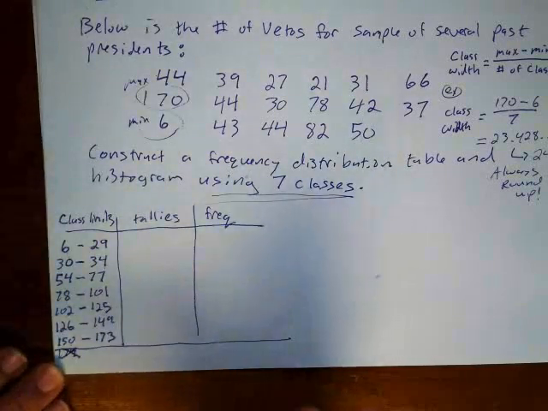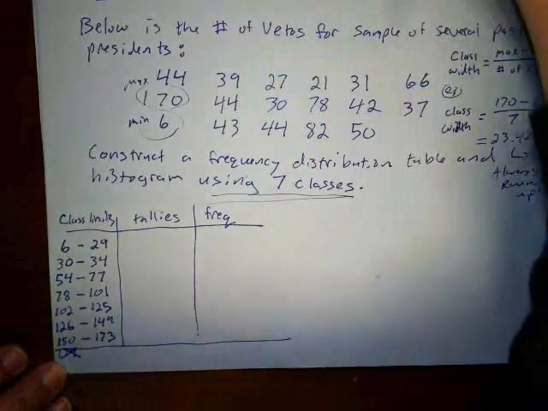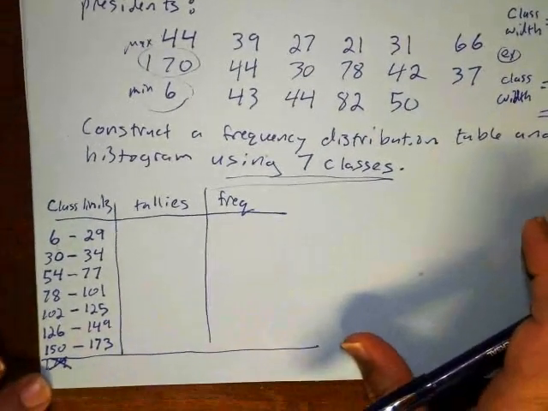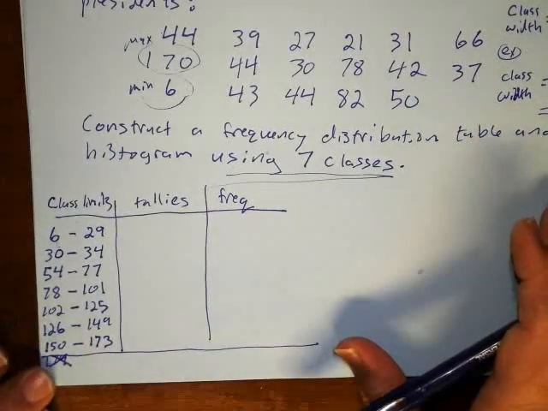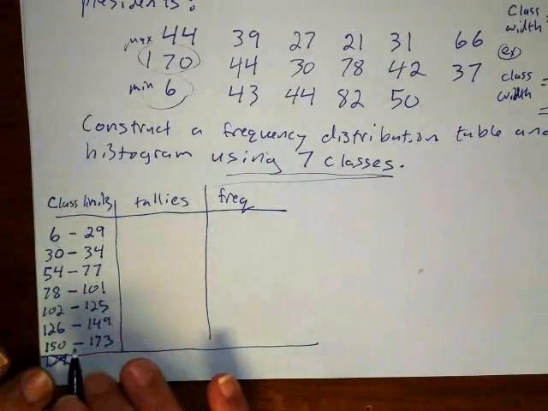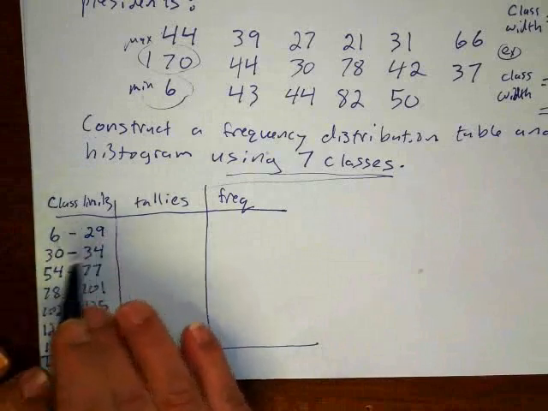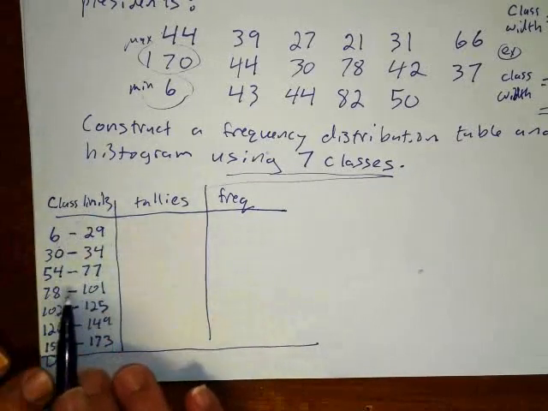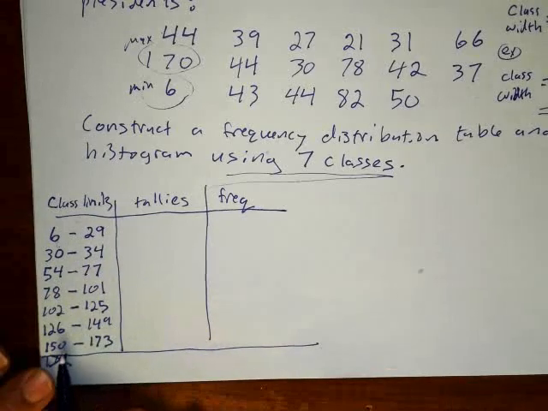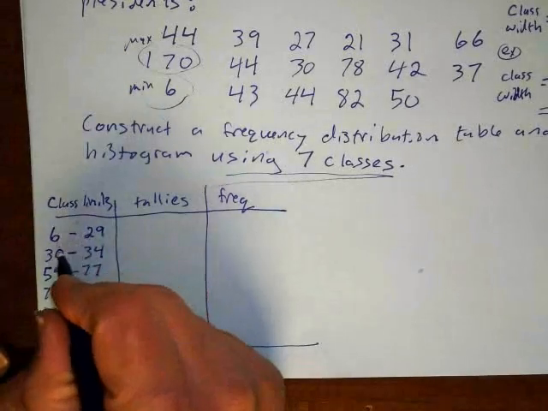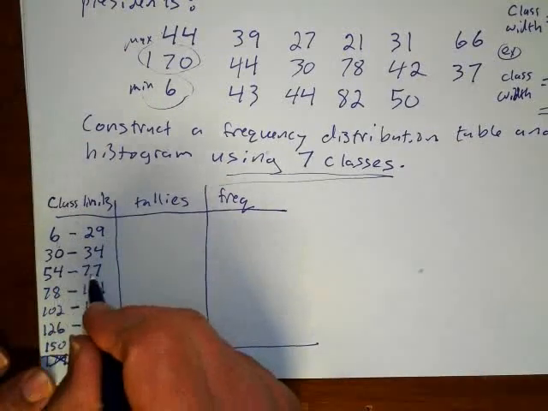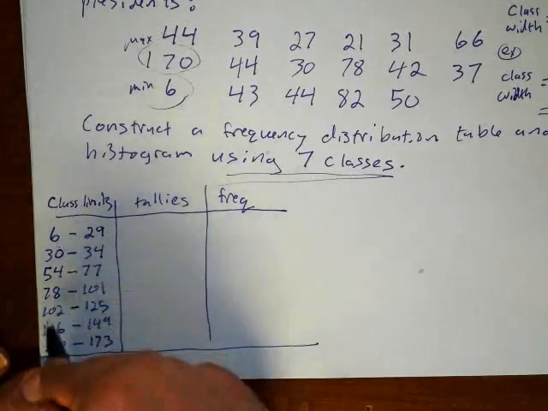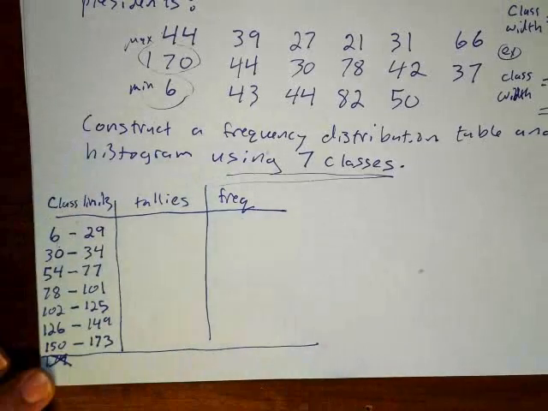Does not happen very often, but if it does, it's not wrong. You could just use 6 classes. There's nothing wrong with that. Okay? So, those are my classes then. So what I got is I have 7 classes. They all have the same width, which is a class width of 24. There's no gap between the classes. They all go right up to the next one, and they don't overlap at all. So exactly what I need.